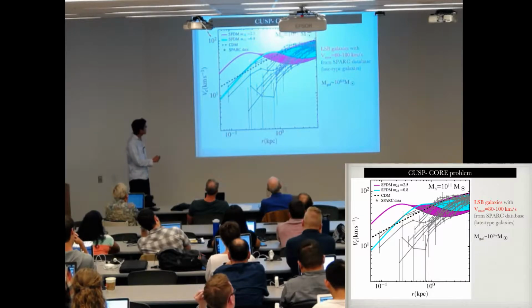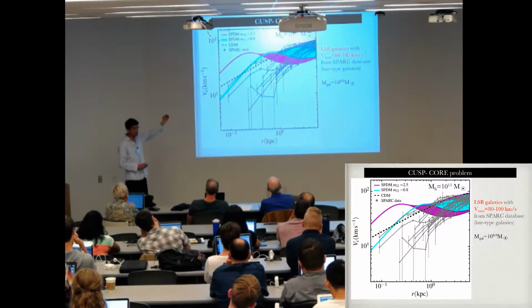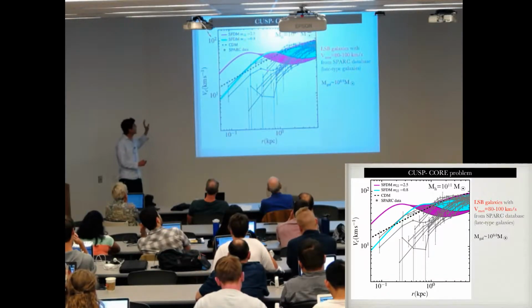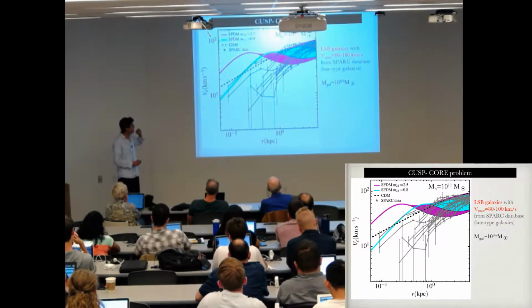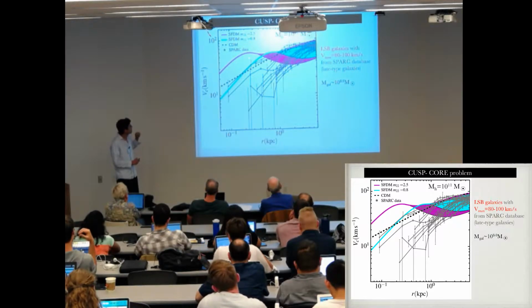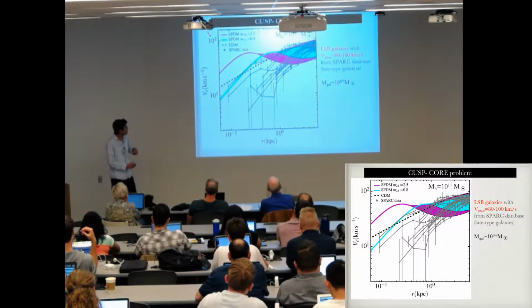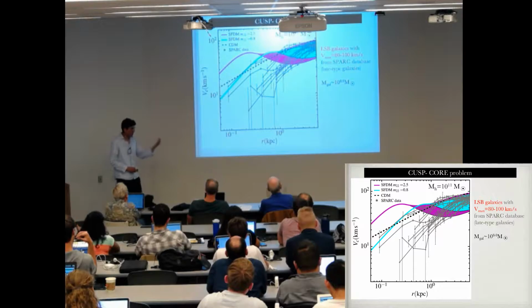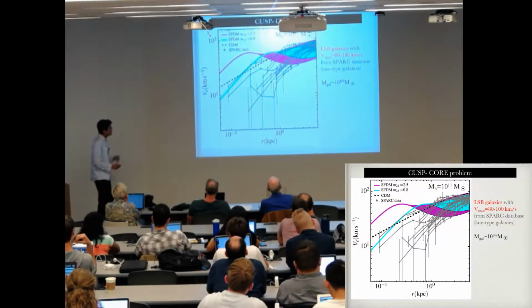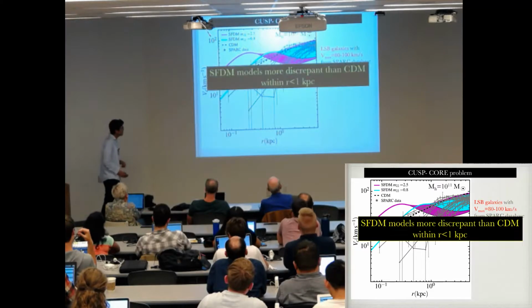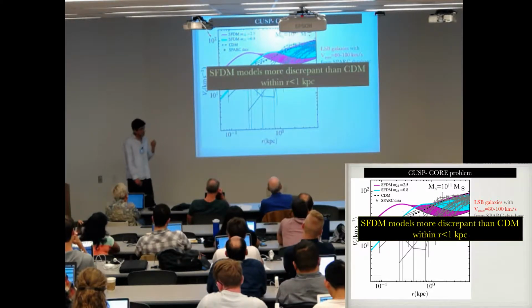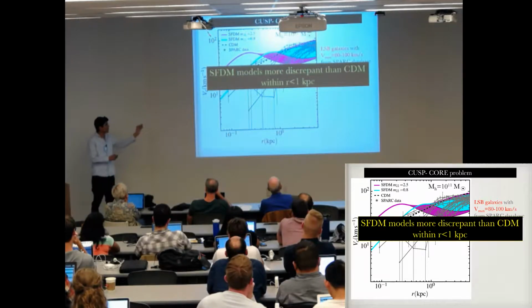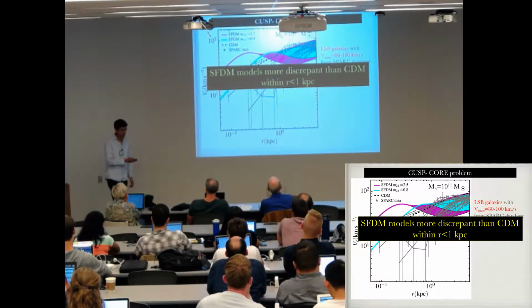And we found that if you choose the same two scalar field masses that actually work for the too-big-to-fail problem, they don't really work to solve the cusp-core problem. In fact, they are denser for higher boson masses than CDM. What's important to note is that this happens basically within 1 kiloparsec, and that's the regime, again, where feedback can actually affect. So at least from this simple comparison, what we found is that scalar field dark matter is actually more discrepant than CDM within 1 kiloparsec, even though it makes better predictions for too big to fail.